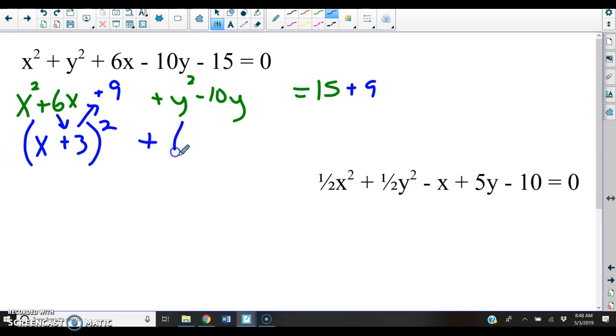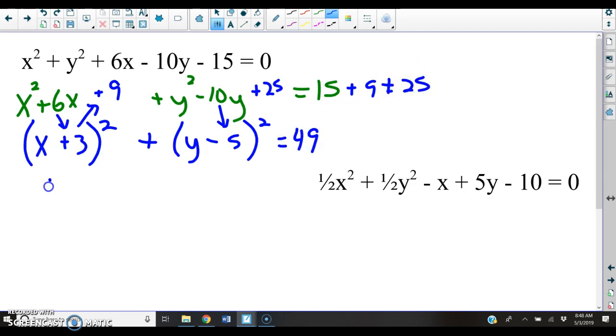Okay, for the y's, the same thing. Y minus half of 10 is 5, squared is 25, plus 25. So we're getting 49. So now we can see our center is negative 3, positive 5, and our radius is the square root of 49, 7.